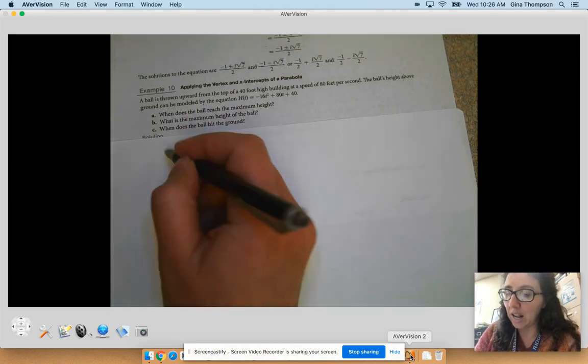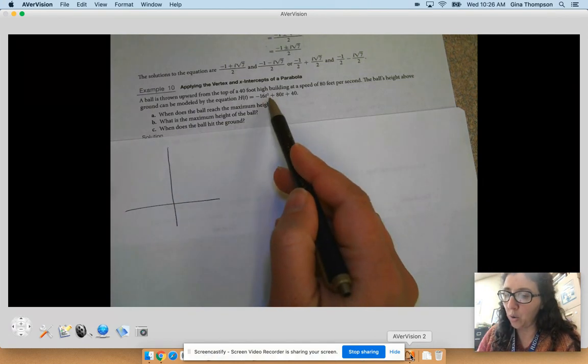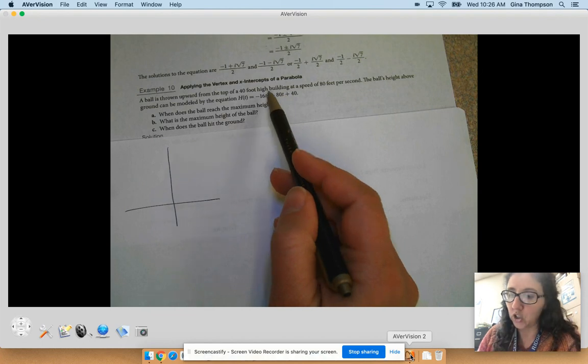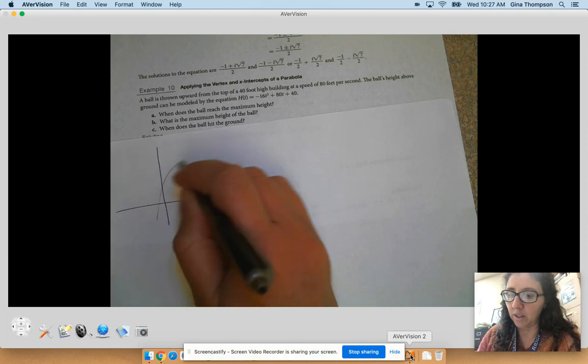Okay, so before we look at any numbers, let's just think about what's going on here. We've got a quadratic equation. The leading coefficient is negative, so it's going to open down, right? It's going to look something like that.